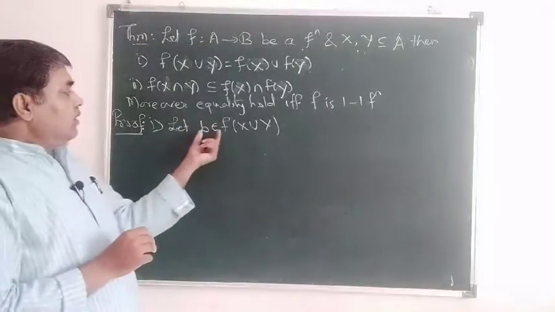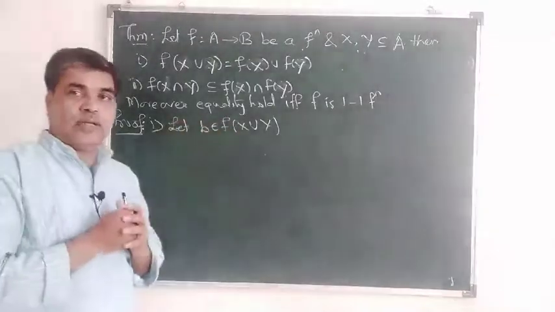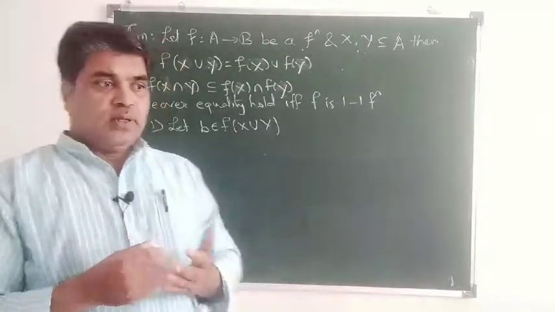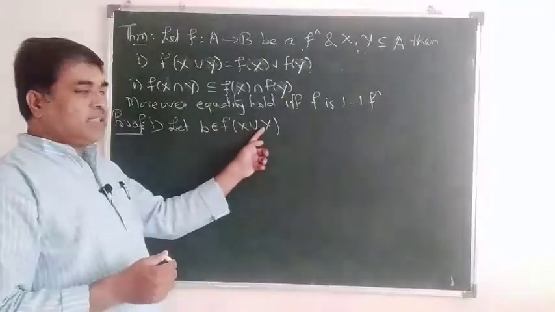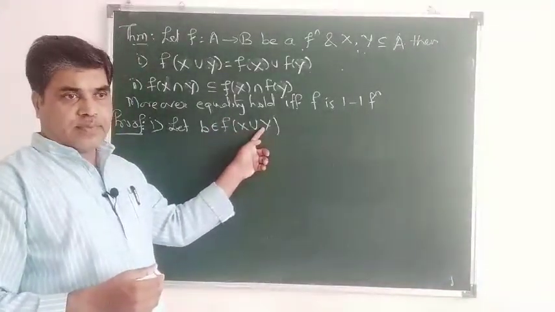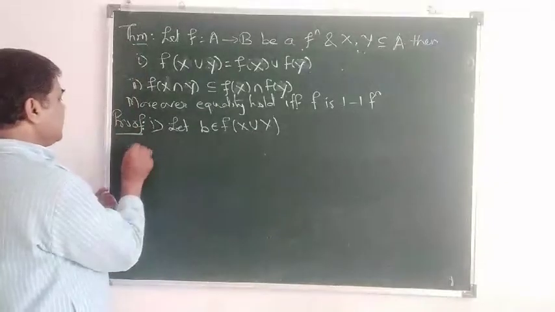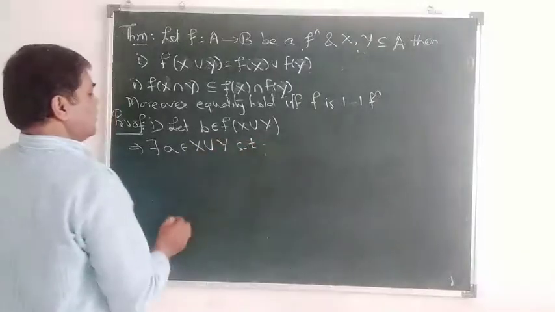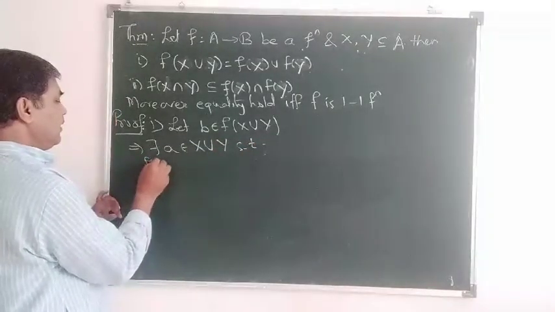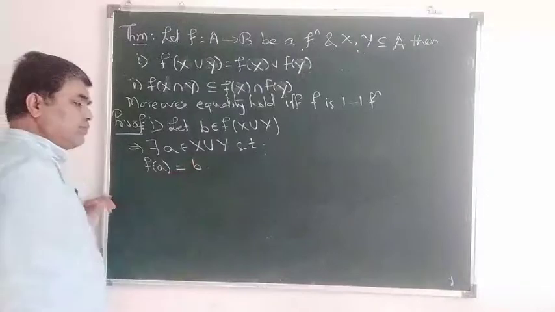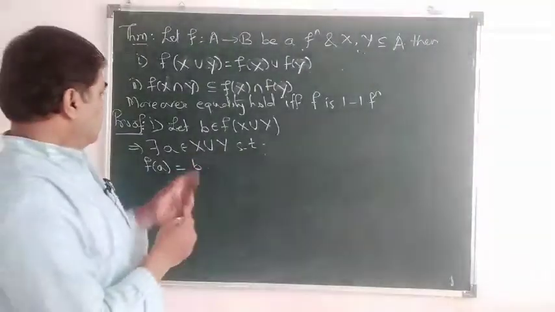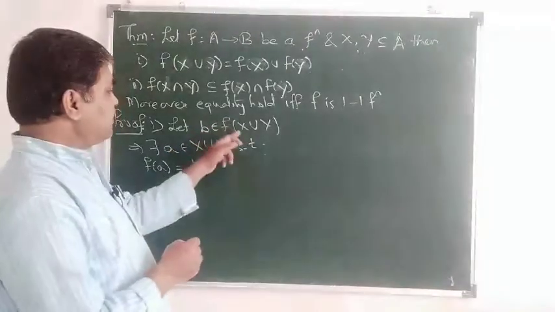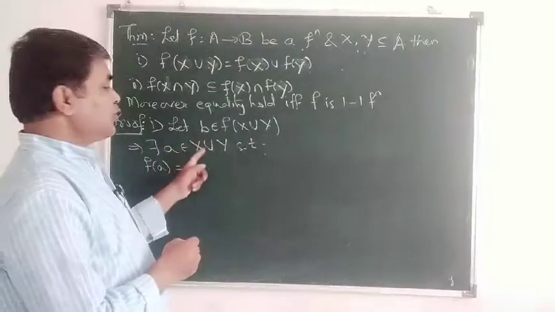So here I cannot take the F inverse B symbol now. B is the image of some element of X union Y. This implies there exists some A belonging to X union Y such that F of A is equal to B. B lies in the image of the X union Y set, so it has a pre-image in X union Y.